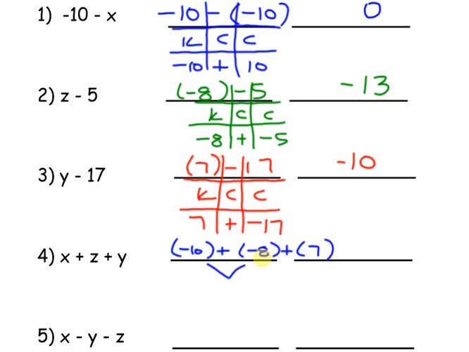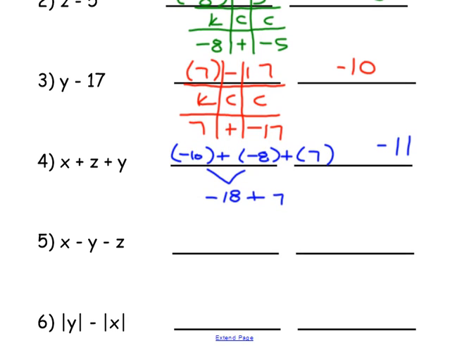So -10 plus -8, same sign. So we're going to add and keep. 10 plus 8 is 18. Keep the negative sign and bring the rest of the problem down. -18 plus 7. Now I have a different sign, so I'm going to ignore the signs and subtract the two numbers. 18 minus 7 is 11. 18 is definitely the larger number. It's negative, and so my answer will also be negative.